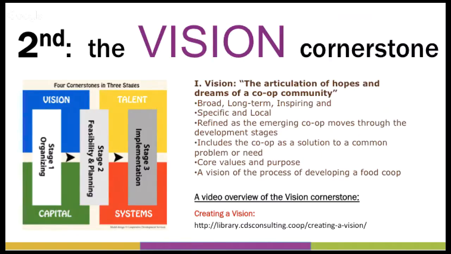The vision cornerstone is the articulation of the hopes and dreams of your co-op community. It's broad and long-term and inspiring, yet specific and local. It's refined throughout your process as a developing startup co-op, from the first day to the day you open, and it will continue to evolve after your co-op store is open. It includes the co-op as a solution to a common problem or need in your community. It expresses your core values and purpose, and a vision of the process for actually developing your co-op is also included here. So how your co-op will develop, what is your vision for that?